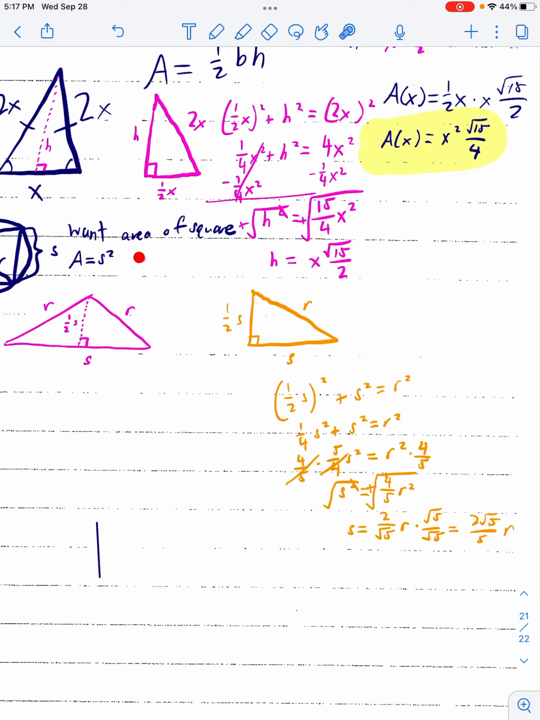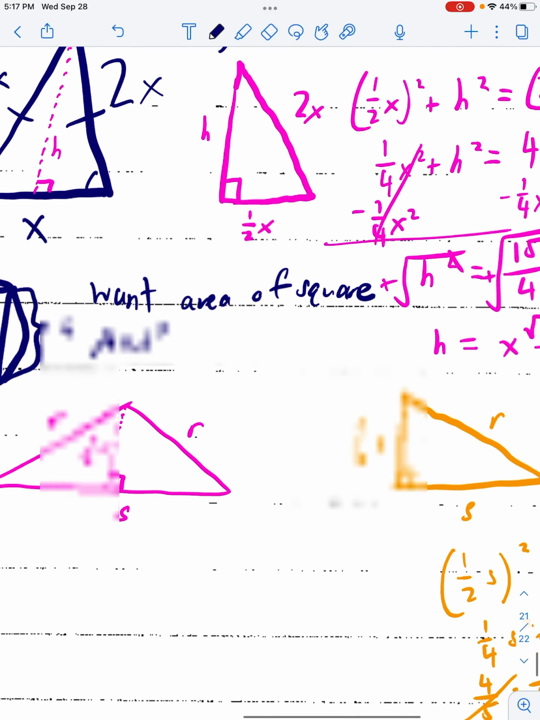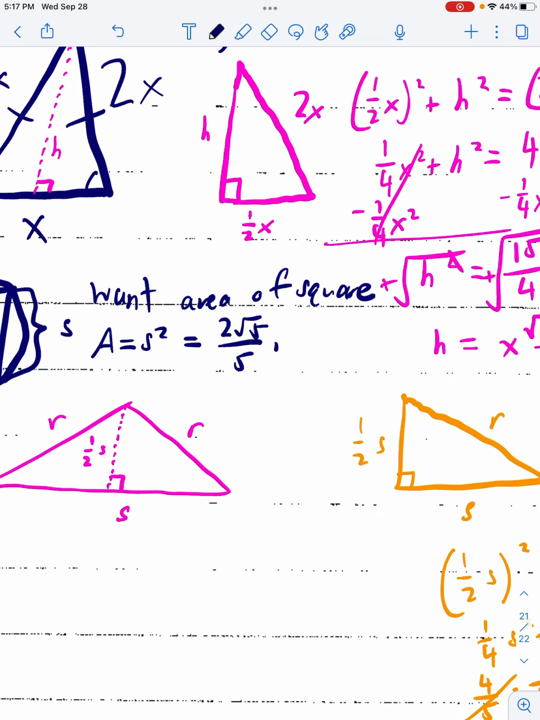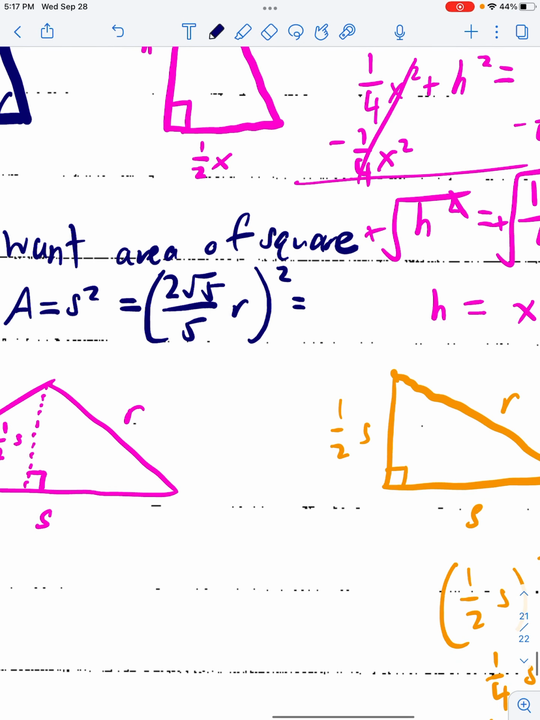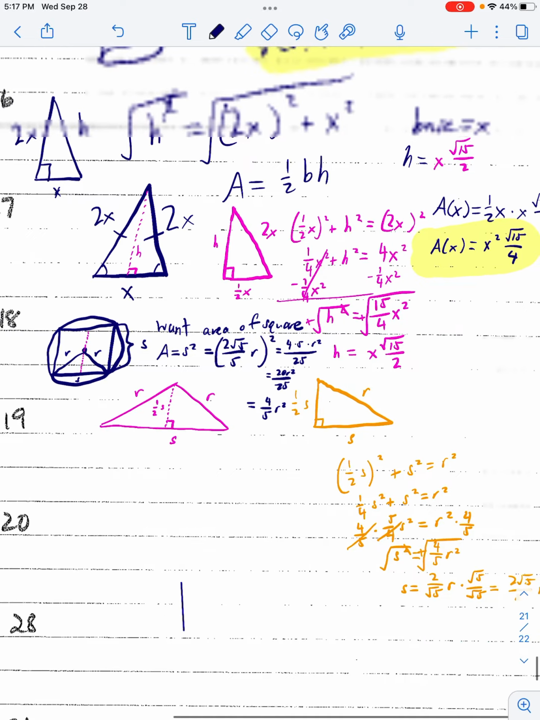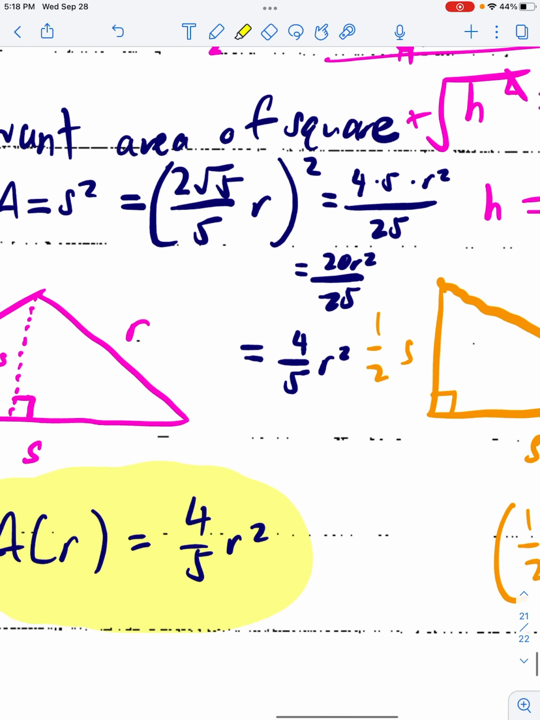We can plug that in for s up here. We get that the area equals (2√5/5 r) all squared, because we want our side squared. That gives us 4 times 5 times r squared over 25, which equals 20r squared over 25, which equals 4/5 r squared. 4/5 r squared is going to be the final answer. So A of r as a function of r is equal to 4/5 r squared. So the area of our square is going to be 4/5 times the square of the radius of our circle here.